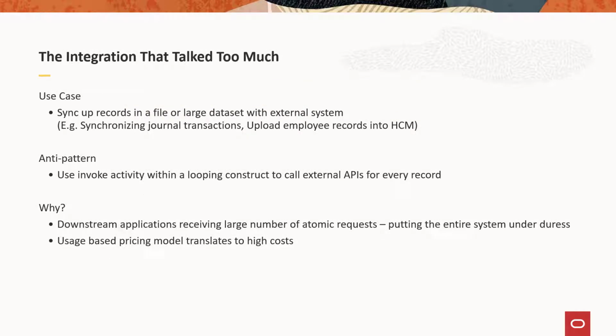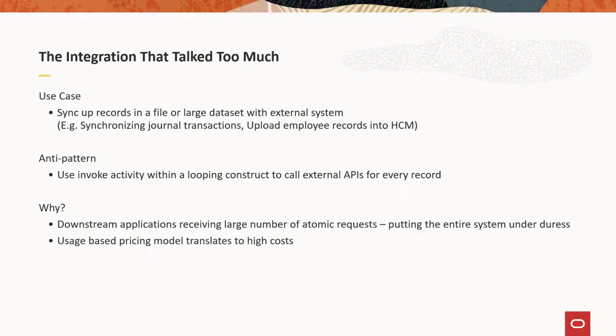So we want to sync up the records in a file or large data set with an external system. For example, we might be uploading employee records into HCM, or synchronizing journal transactions, or putting orders in from a website into an order management system and a warehousing system. One way that we could do this, which sort of seems natural as a procedural programmer, is that we just use an invoke activity within a looping construct, within a for loop or a while loop, to call external APIs for every record.